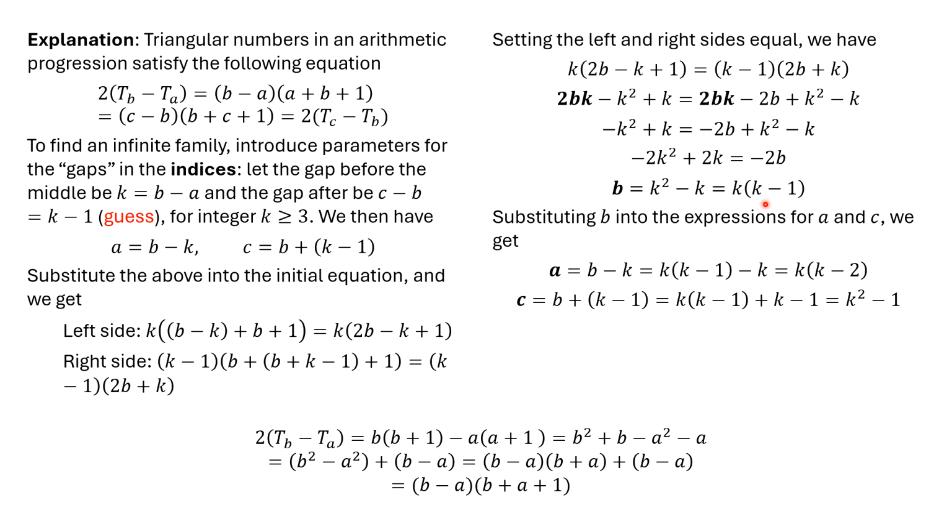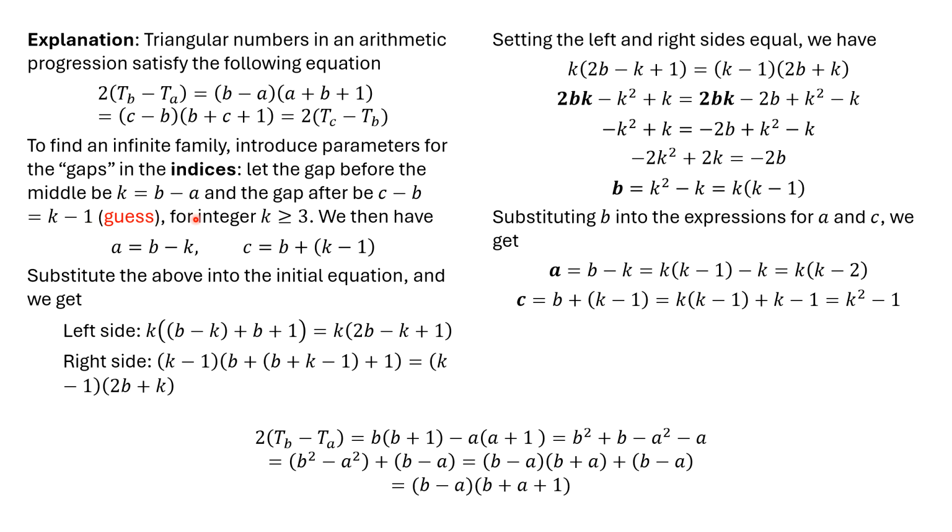And then we just substitute in b for here to get a. And we get a equals k times k minus 2. And then we substitute in b for here into c, and we get k squared minus 1, which, as you recall, these values for a, b, and c are what we had in our solution from the previous slide. Okay, so that's sort of a justification. The guess worked out for us.